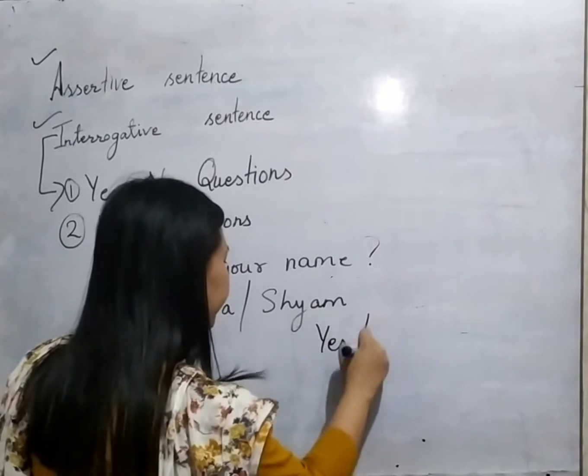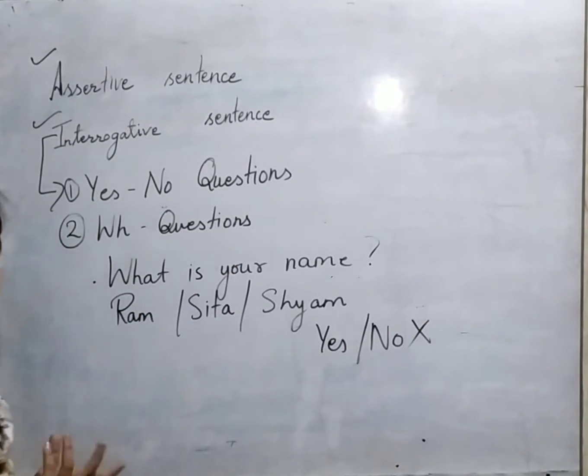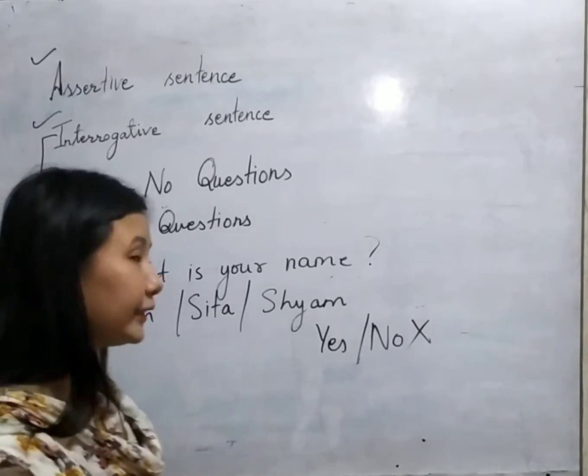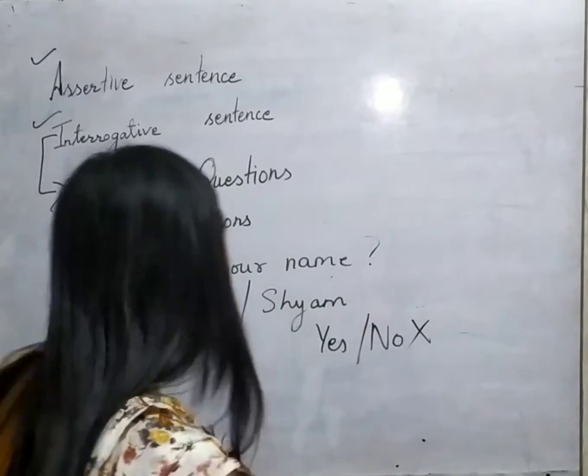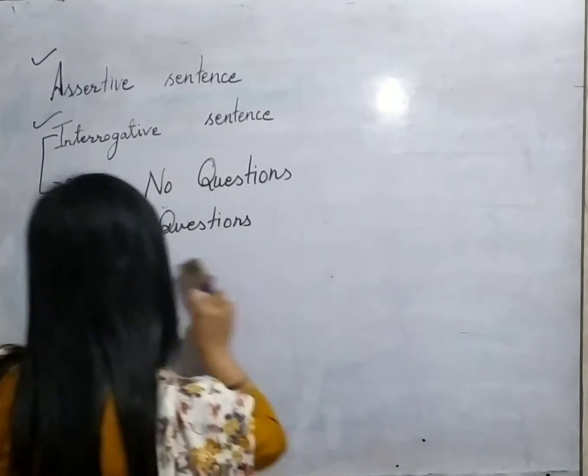Here we are unable to answer this question with the help of yes or no. If I simply say yes or no, then the answer is going to be wrong. So I have to use some other words in order to answer this question, that is, what is your name. Moving forward, let me give you one more example of this kind of question.